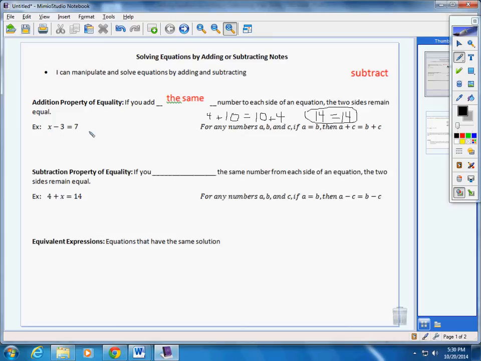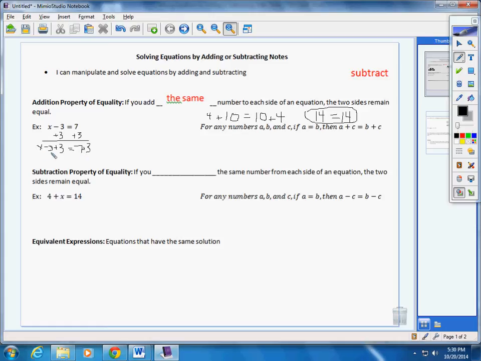since I'm allowed, according to my addition property of equality, to add the same thing to both sides and still have a true statement, a true equation, I'm going to decide to add 3 to both sides of my equation. So now, on the left side, I should have x minus 3 plus 3. And on the right side, I should have 7 plus 3.